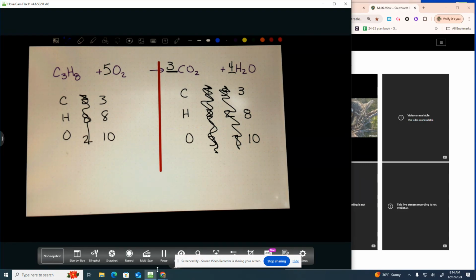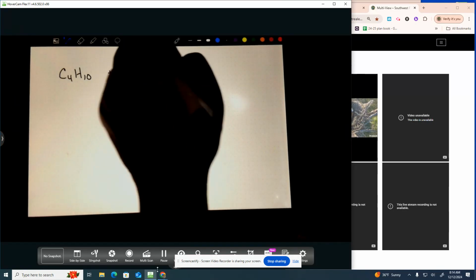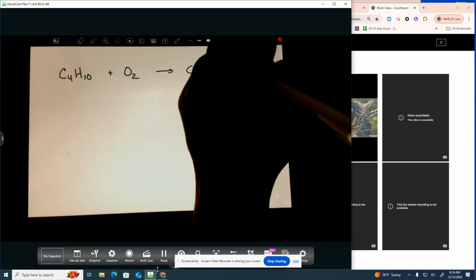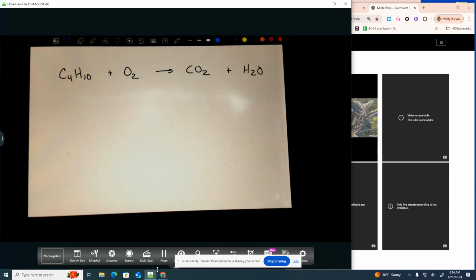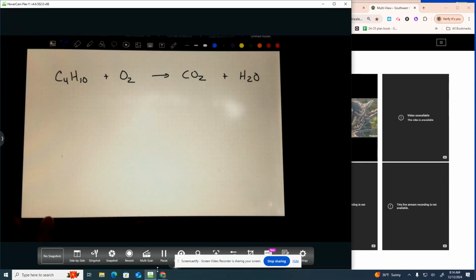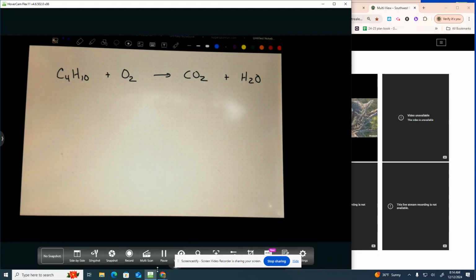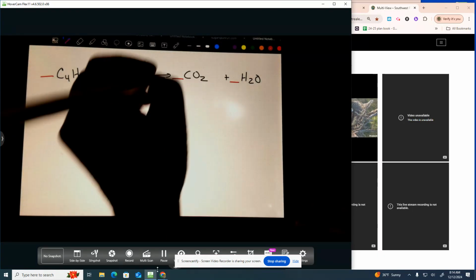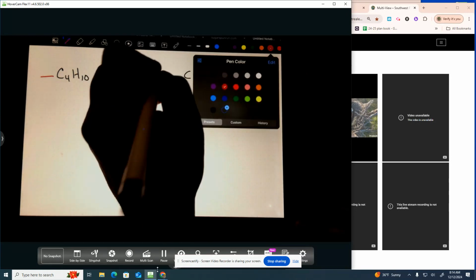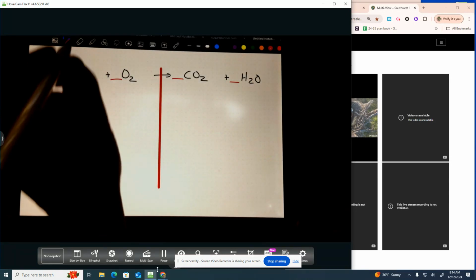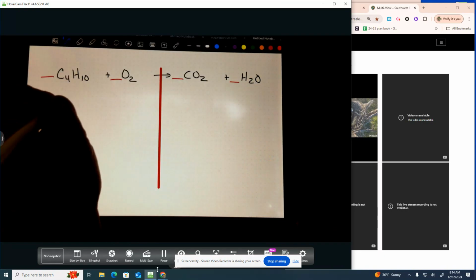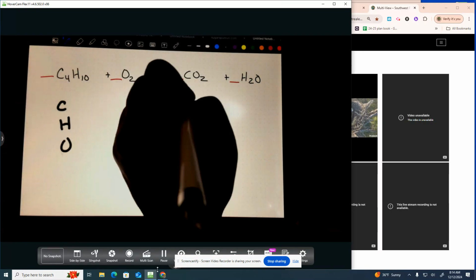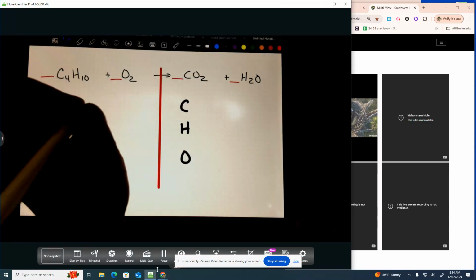Okay. Last example of the day. C4H10 plus oxygen yields CO2 and water. Last one of the day. Then I'll let you work on your CASA learning. We got some numbers here. We're going to draw our line just to keep things consistent. We're going to make our list, C, H, and O. Oh, those are big. C, H, and O.